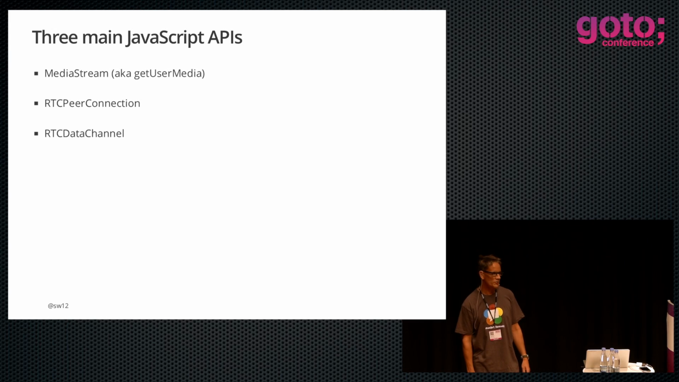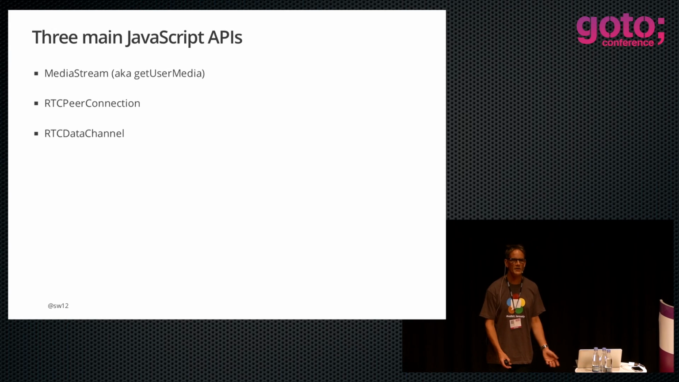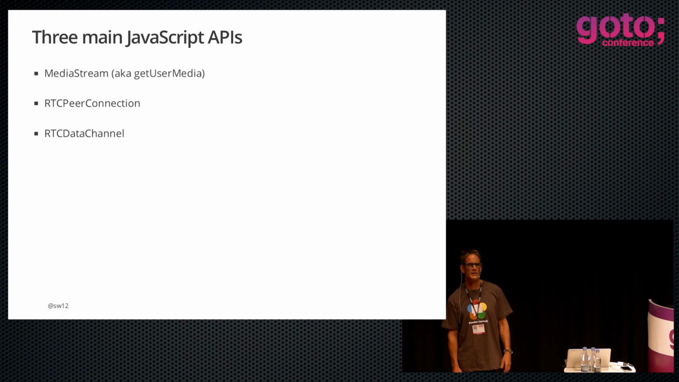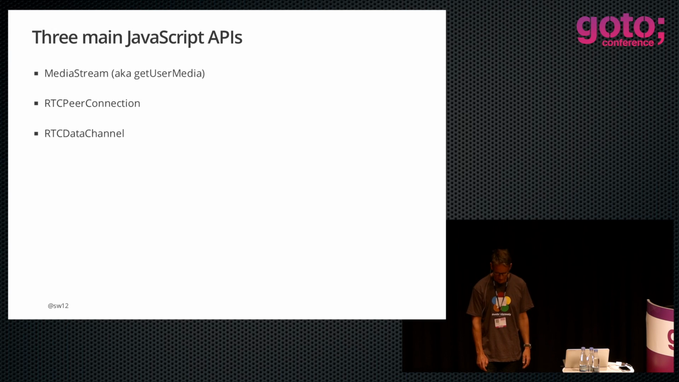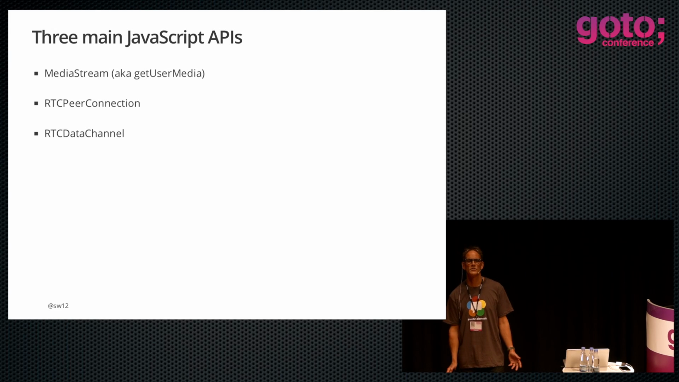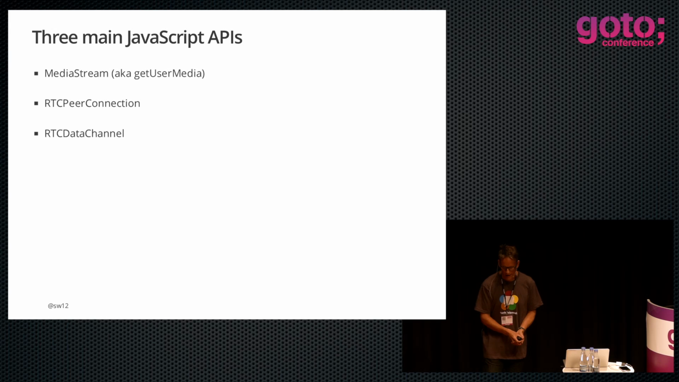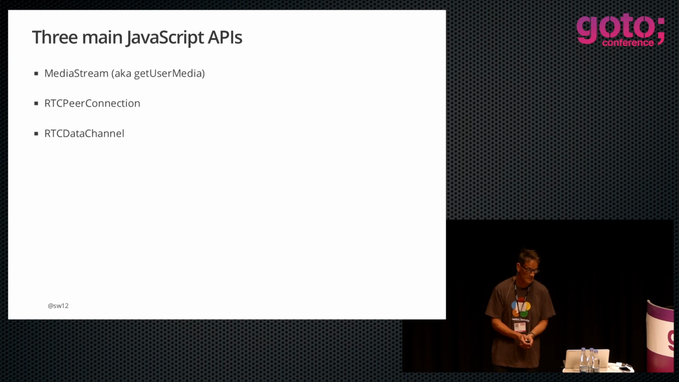For this, we have three main JavaScript APIs. We have MediaStream, better known to most people from getUserMedia, a way of getting access to local audio and video from your mic and camera. And we have RTCPeerConnection, which is the API for establishing connections and communicating between peers. RTCDataChannel is part of that, but this is the API for communicating arbitrary data. And I'll talk about this stuff later.